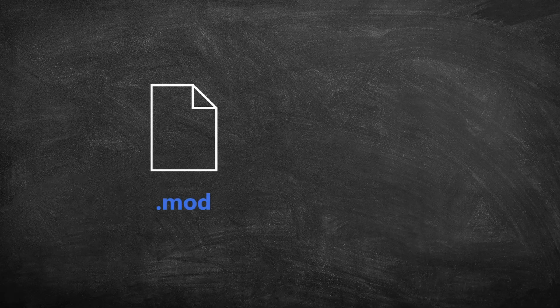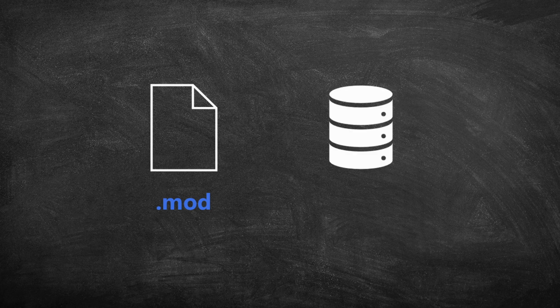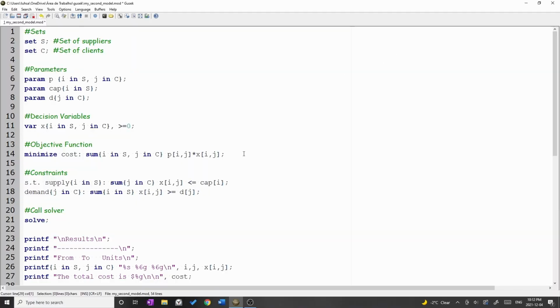In the case of external data, we are going to have two files. The first one is the .mod file that contains the LP model, and the second one is a .dat file with the sets and parameters. Our mission is to connect these two files at the end of this video. First, let's return to the transportation model that we were working.